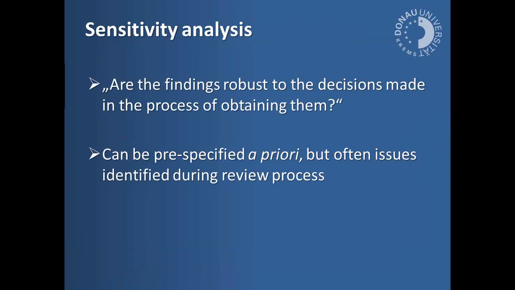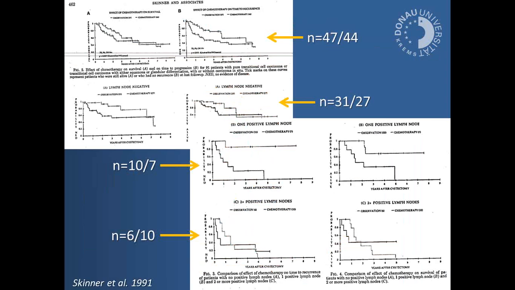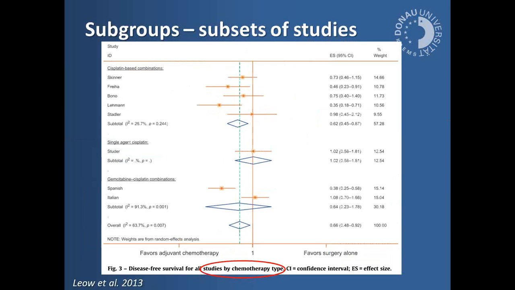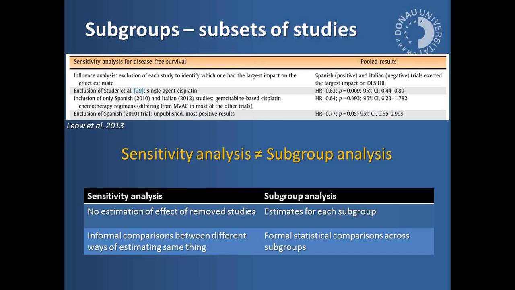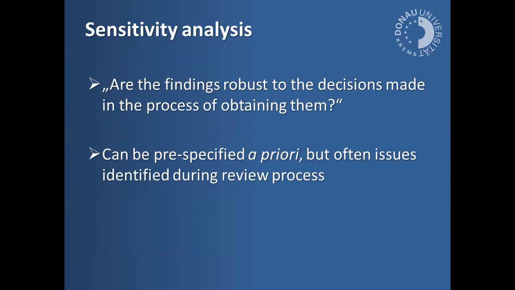So the question is, are the findings robust to the decisions made in the process of obtaining them? It would always be perfect to specify a priori what we are doing, but often these issues are identified during the review process. So I already see the data and I'm asking myself, is this the right estimate of effect that I see? Afterwards I do a sensitivity analysis post hoc. And this is really often the case.